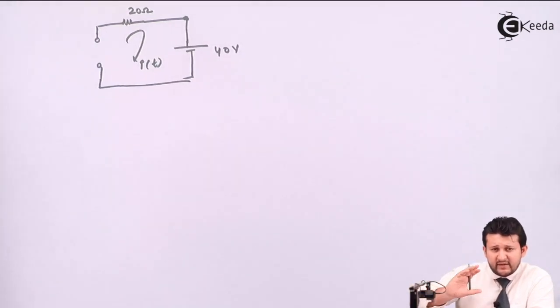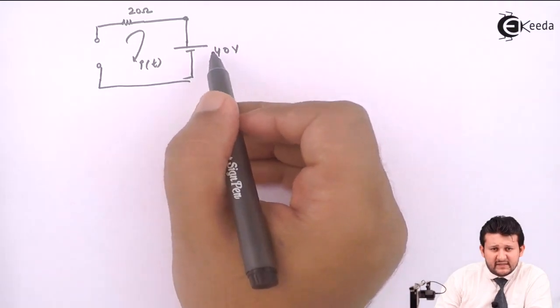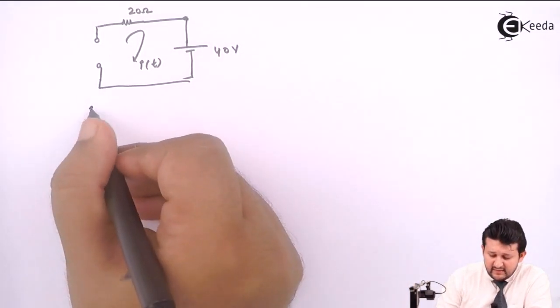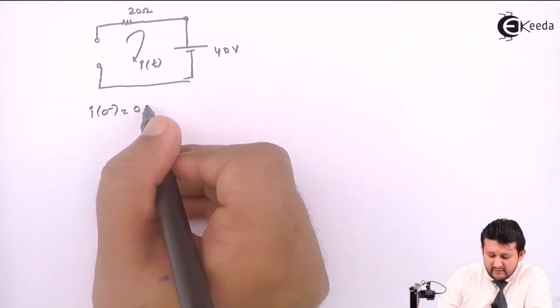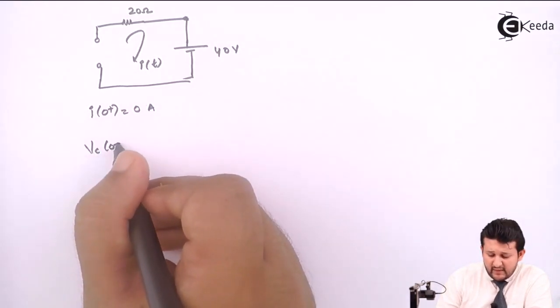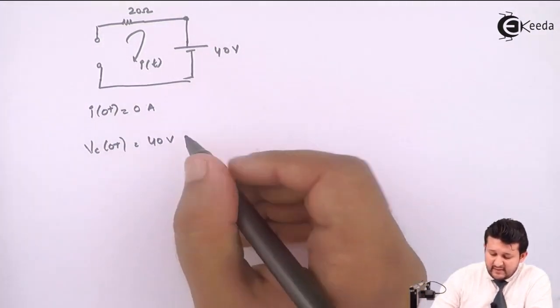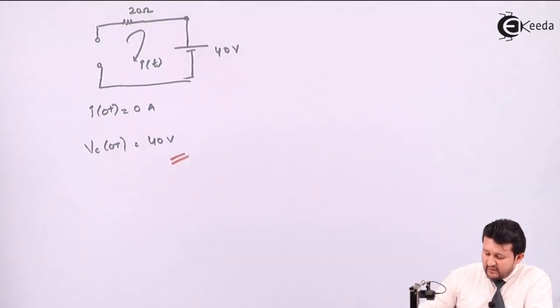So the inductor initially will oppose the current, right? It is full of resistivity. The circuit will become open. And for the capacitor, you replace it with 40 volts because it was steady state condition. So in this case, your current value at 0 plus will be 0, since the circuit is open. And the voltage value for the capacitor is 40 volts. So that's your second condition. So let's go for the third case.